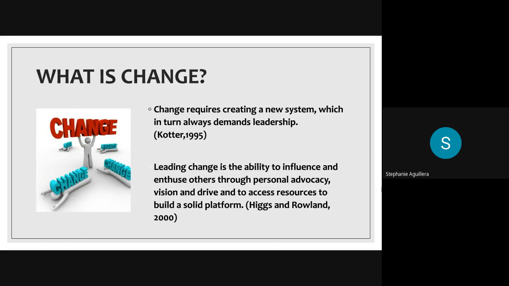Okay, what is change? According to Cutler, change requires creating a new system, which in turn always demands leadership. Leading change, according to Higgins and Rowland, is the ability to influence and endorse others through personal advocacy, vision and drive, and to access resources to build a solid platform.